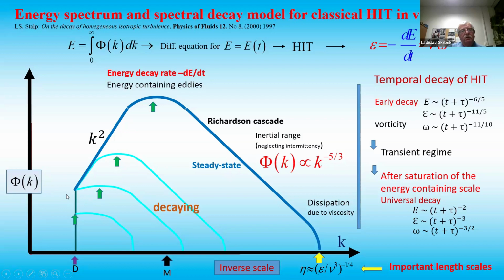It grows until it reaches the size of the box. And then the decay changes shape. The early decay in terms of energy goes as time to the power minus 6/5, and vorticity goes as time to the power minus 11/10. But for us, it is more useful to remember that after saturation of the energy containing length scale, energy goes as t to the minus 2 in classical turbulence, and vorticity as t to the minus 3/2.